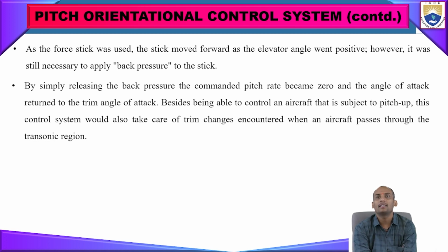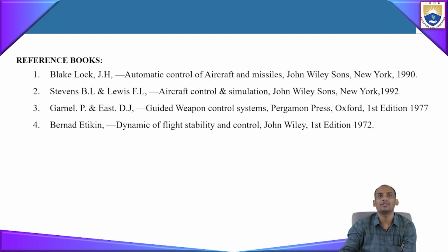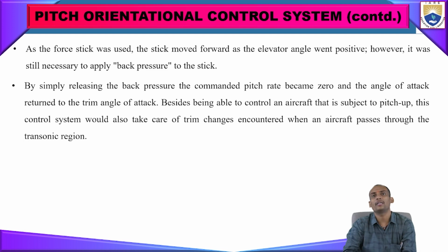Besides angle control, for an aircraft that needs to pitch up, this control system would also take care of trim condition changes encountered when the aircraft passes through the transonic region. Whenever it is getting high angles of attack, the stable condition needs to be achieved very rapidly. When the velocity values are also higher, that means a transition zone, so the other zones also need to be calculated very rapidly. So this is all about this pitch orientation system.